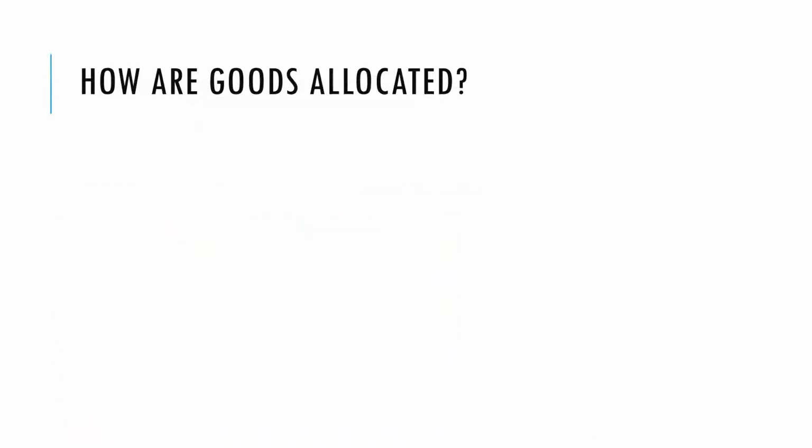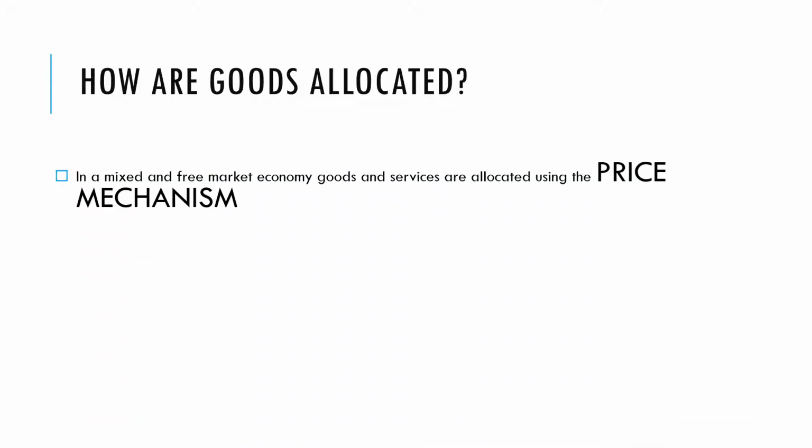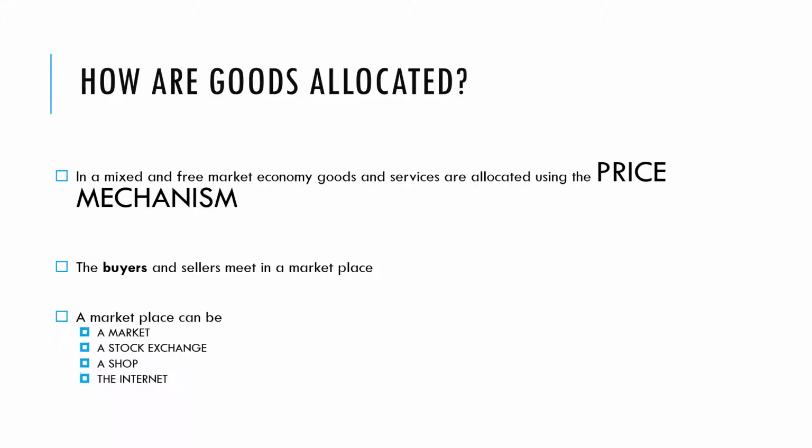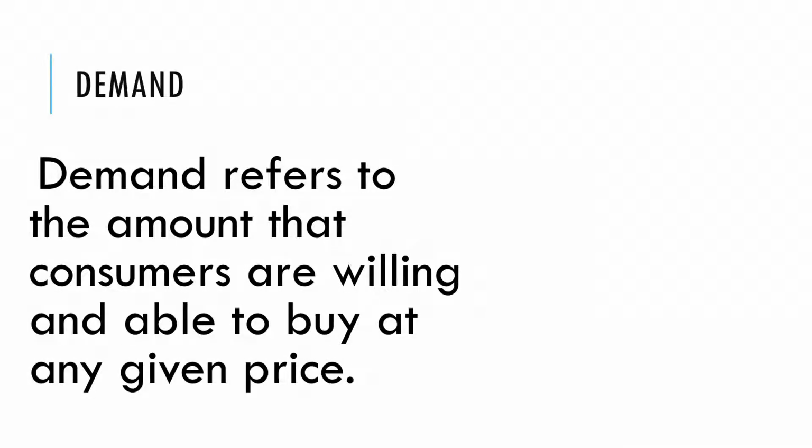So let's start off. In a free market, goods are allocated using the price mechanism. And what do we mean by that? We mean where buyers and sellers meet in a marketplace. And a marketplace could be a market, a shop, even the internet or the stock exchange. And the interactions of buyers and sellers through agreeing a price to do a transaction is how many goods and services are allocated.